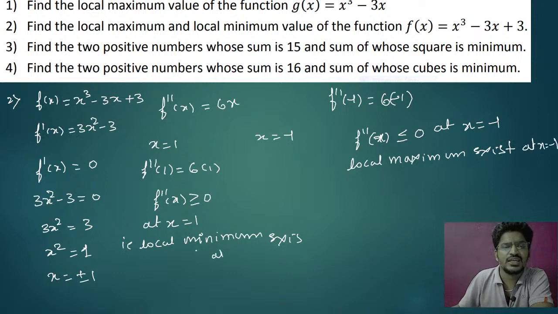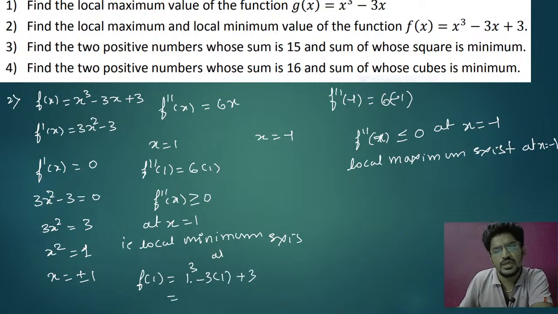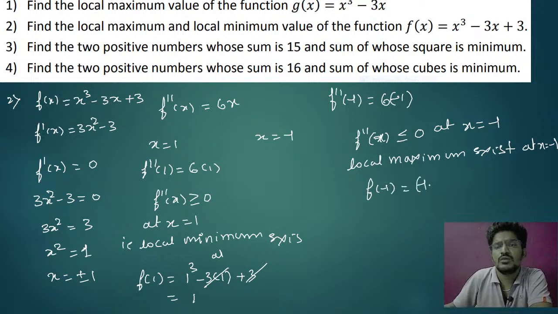Here at x equal to 1, f of 1 is 1 cube minus 3 into 1 plus 3. This will be how much? 1 minus 3, minus 3 plus 3 will get cancelled. This will be 1. So here f of minus 1 will be minus 1 cube minus 3 into minus 1 plus 3. That will be plus 3 plus 3, 6. 6 minus 1 is 5. This is the maximum value.